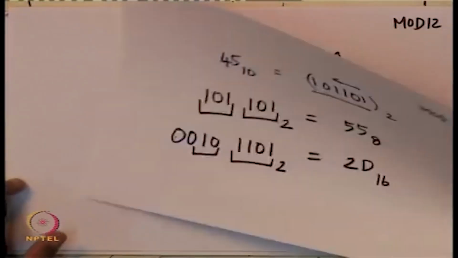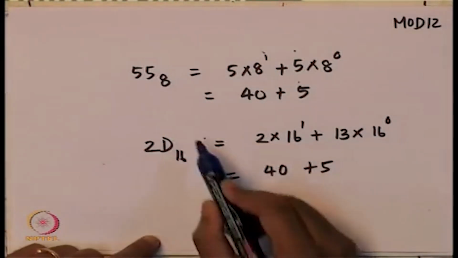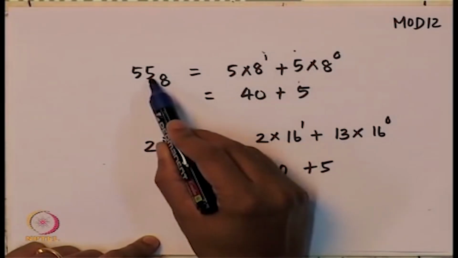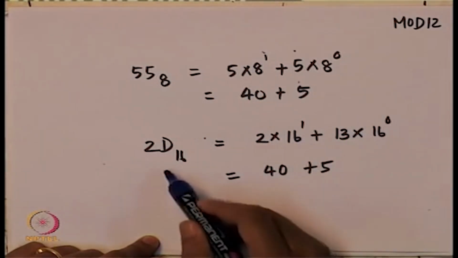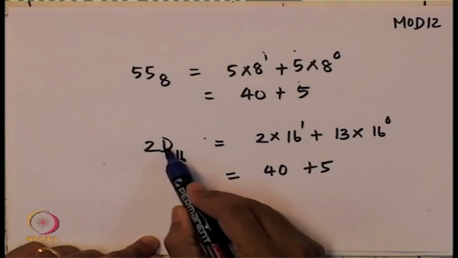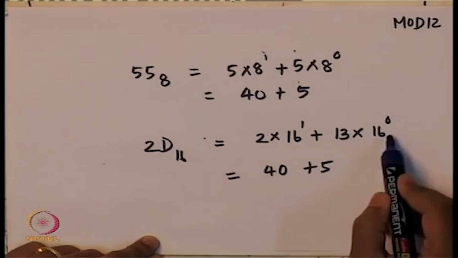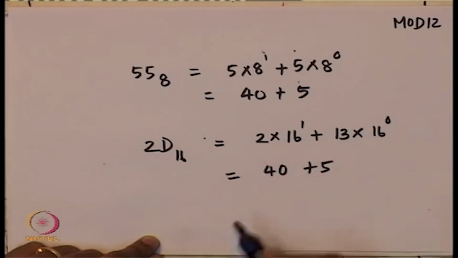If you want to check whether it is correct or not, let us see this. We start with 55 base 8. 55 base 8 is 5 into 8 power 1 plus 5 into 8 power 0, that is 40 plus 5, which is 45. Similarly, 2D base 16 is 2 into 16 power 1 plus D stands for number 13, 13 into 16 power 0. So that is 32 plus 13, which is 45.